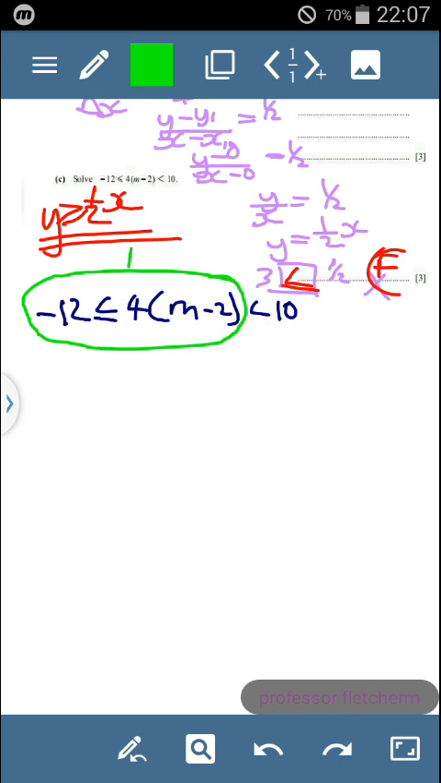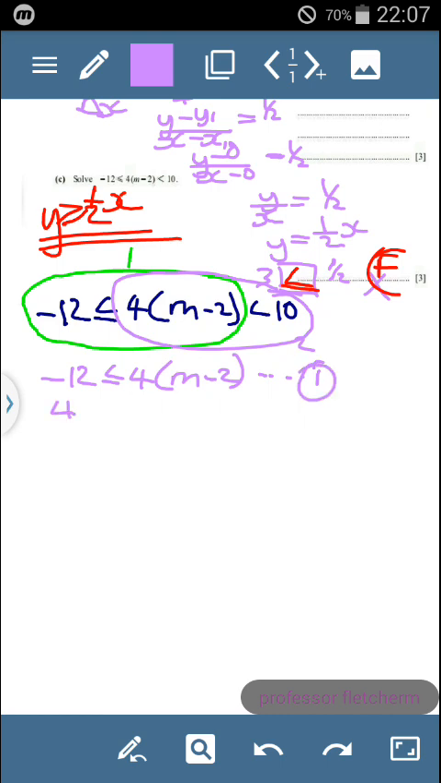The first inequality will be this one, just before the inequality sign. This will be inequality number 1, and for inequality number 2, we take the other part. So we have two inequalities: minus 12 smaller or equal to 4(m minus 2), which is number 1, and the second one is 4(m minus 2) less than 10, which is number 2.